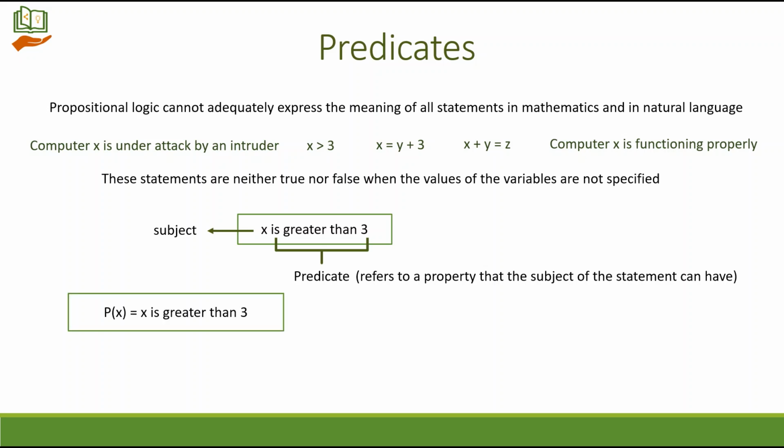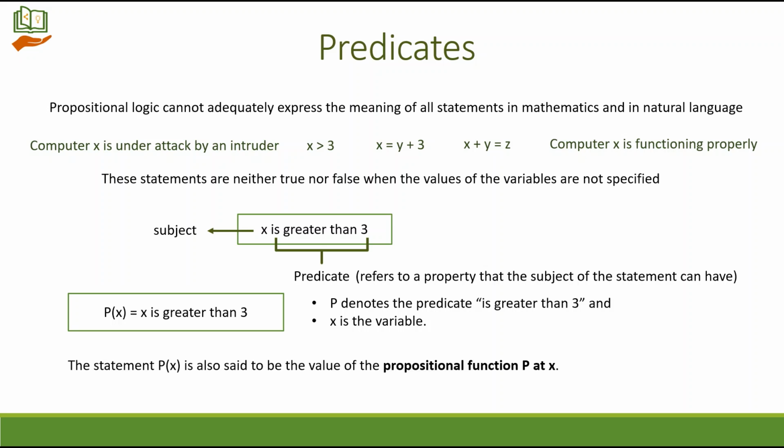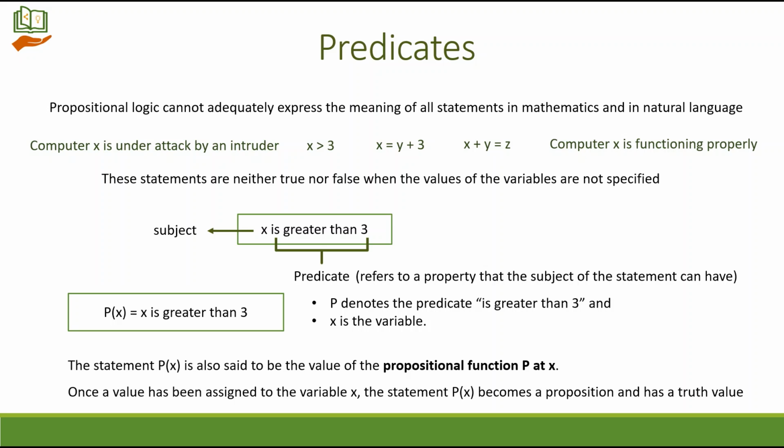Let's take P of X equal to X is greater than 3. P denotes the predicate is greater than 3, and X is the variable. The statement P of X is also said to be the value of the propositional function P at X. Why do they bring in this term propositional function?